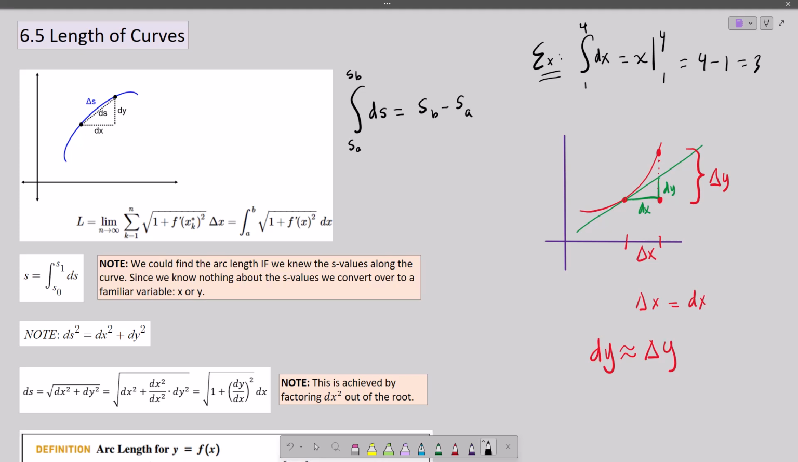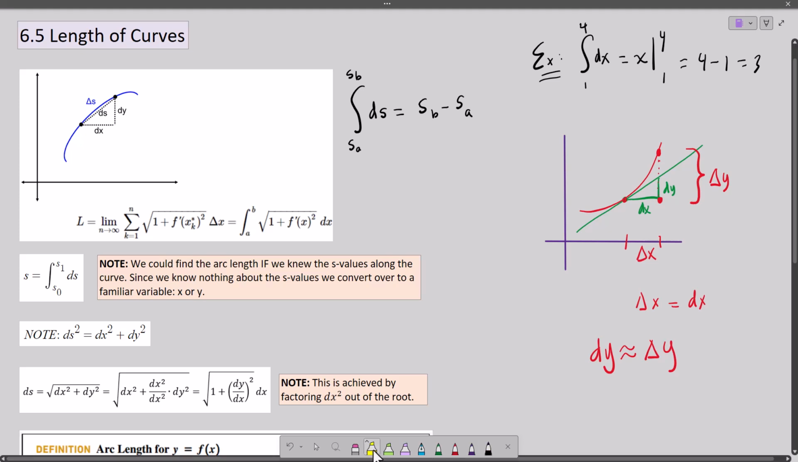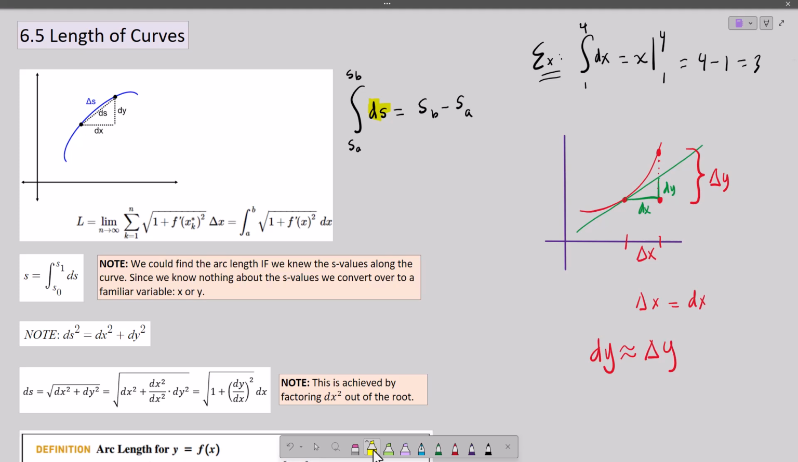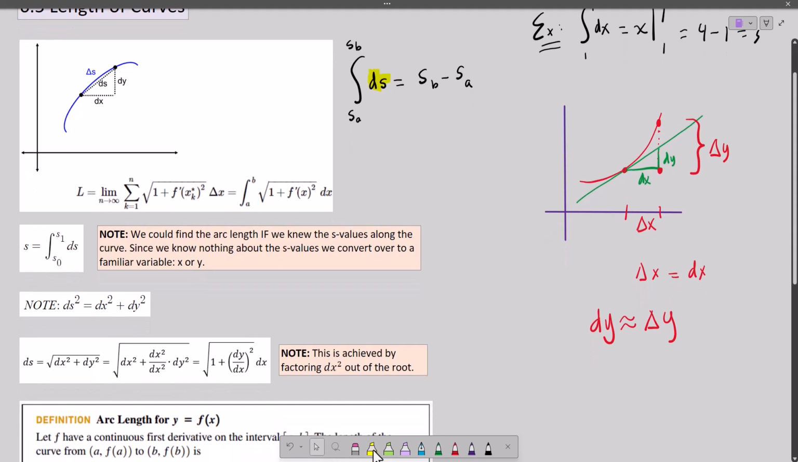So if we're integrating with respect to S and we knew S limits, we could just plug them in. But we don't know anything about S because it's bendy. It's on the curve. We just don't know anything about S. If we did, we could just do that. So what we need to do is get rid of that guy and convert it into x's and y's so that we can use what we're used to doing, the rectangular coordinate system. So there is the thing that we're trying to get rid of, that ds right there.